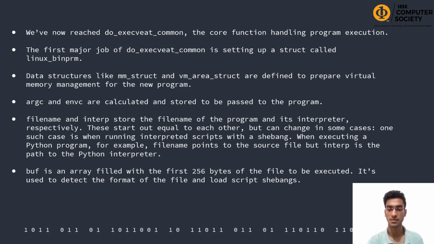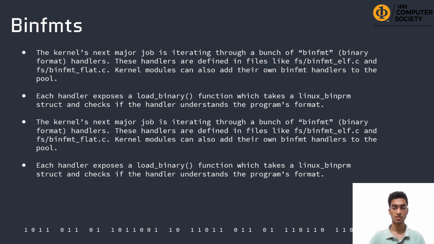Now we'll talk buff. Buff is an array filled with the first 256 bytes of the file to be executed. It is used to detect the format of the file and load script shebangs. First of all, as already discussed, the Linux binary program contains the buffer. The buffer contains the first 256 bytes of the program that is to be run, and that contains the information about the file format.